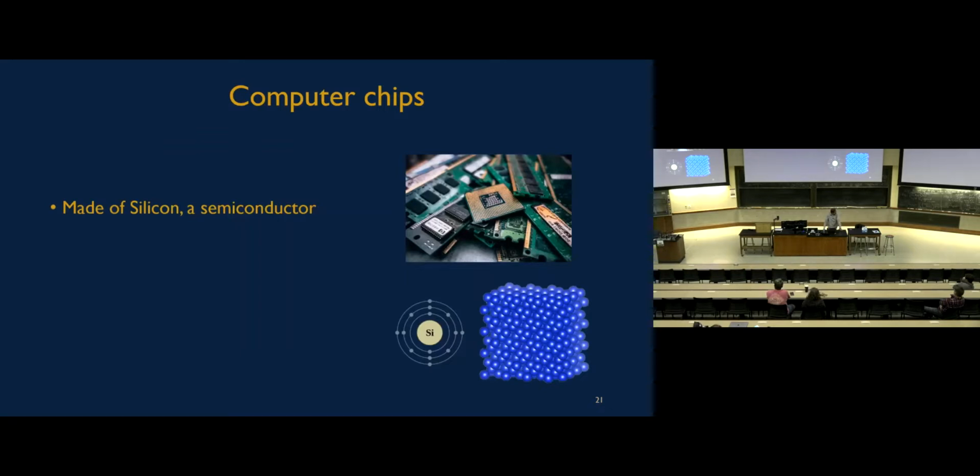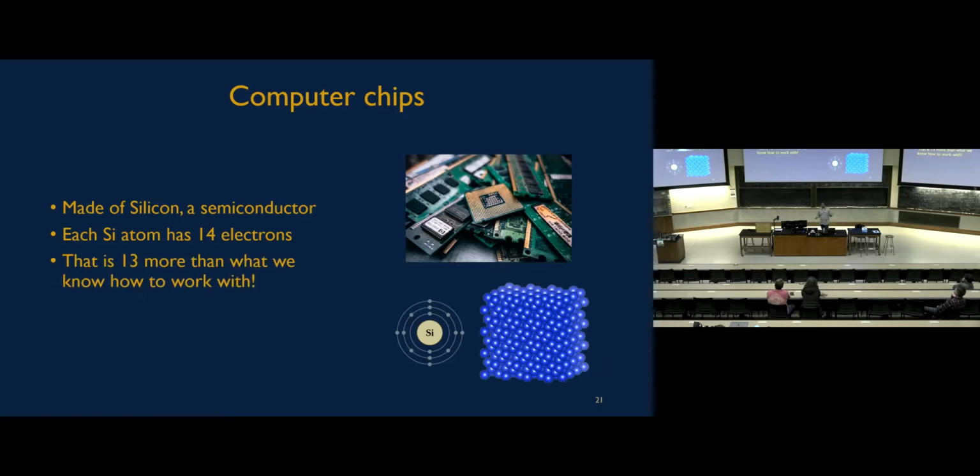The last thing, this is the last topic that I want to talk about, and that is computer chips. So computer chips are made mostly out of silicon, which is just sand, basically. Sand is silicon dioxide, so you can get it from sand. It's really cheap. And each silicon atom has 14 electrons. You might think, well, 14, that's not too many. Unfortunately, it's 13 more than what we know how to work with.